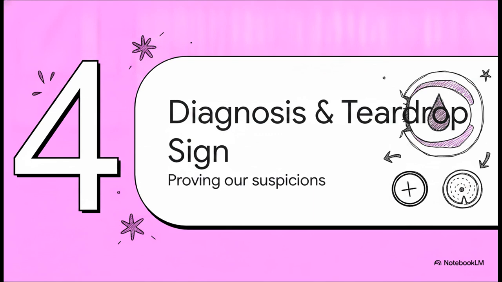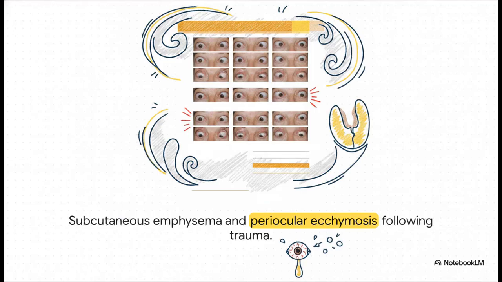Section 4, Diagnosis and the teardrop sign. First things first, look closely at your patient. You'll obviously see severe periocular ecchymosis, heavy bruising and swelling. But if you palpate the skin, you might actually feel a weird crackling sensation. We call that subcutaneous emphysema. It happens because air from the maxillary sinus has been forcefully pushed up into the orbital tissues.